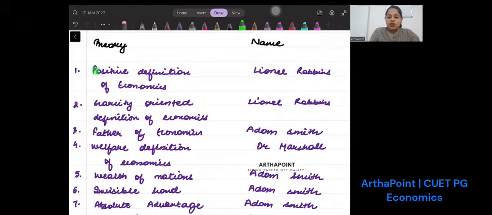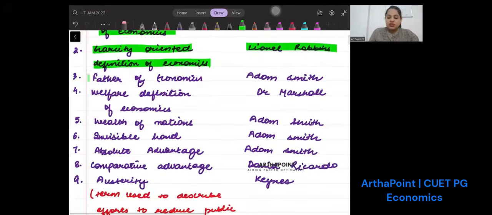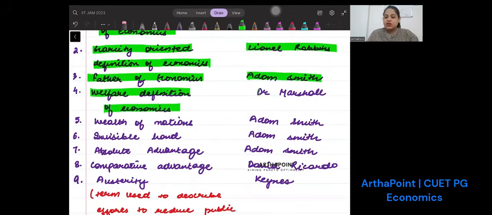Positive definition of economics. It was given by Lionel Robbins. Scarcity-oriented definition of economics. It was given by, again, Lionel Robbins. Father of economics. It was Adam Smith. Welfare definition of economics. It was given by Marshall. Wealth of Nations. It was given by Adam Smith. Invisible hand. It was given by Adam Smith.